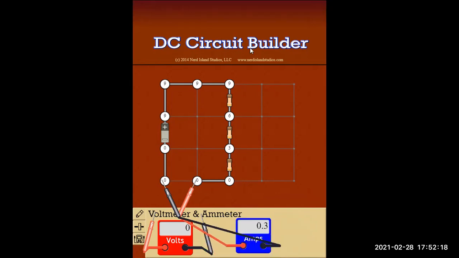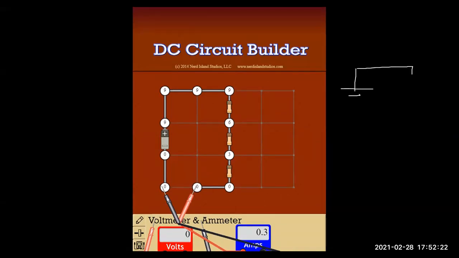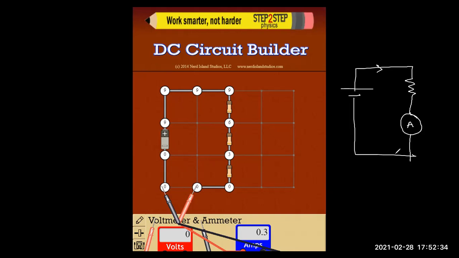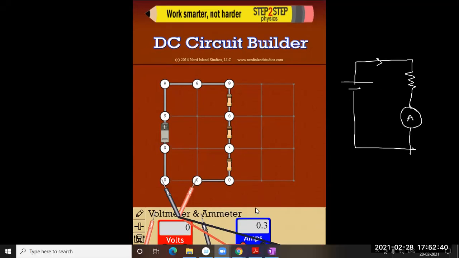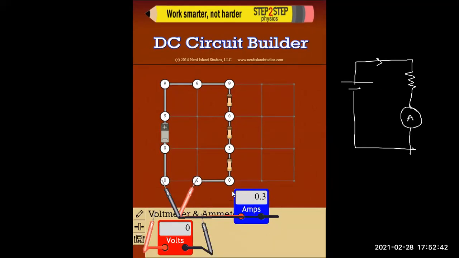Along the circuit means what? If let's say this is my battery, this is my resistance, this is my ammeter, this is how I connect an ammeter along the circuit. I hope that is clear. And you can see here, this ammeter gives you the current now.